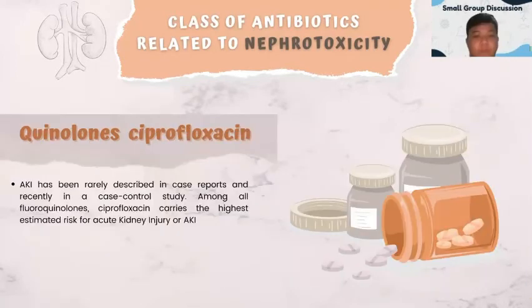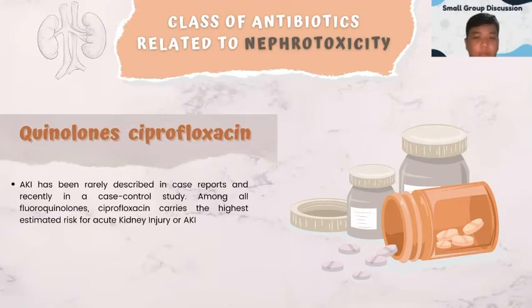Next. So, my name is Ida Kusari Basena. My student ID number is 202511184. So, quinolones. The fluoroquinolones are widely used for treatment of urinary tract, skin, and intra-abdominal infections. Fluoroquinolones inhibit bacterial DNA synthesis. Side effects of fluoroquinolones include acute kidney injury, or AKI. AKI has been described in case reports and recently in case studies. Among all fluoroquinolones, ciprofloxacin carries the highest risk of AKI.